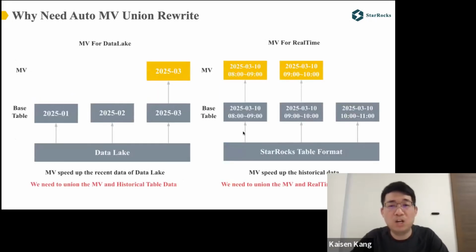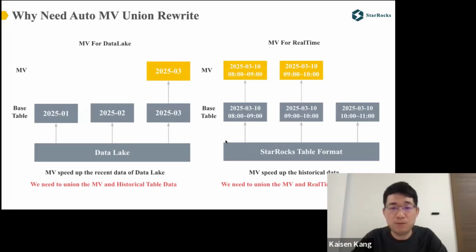First, let's think about why we need automatic MV union rewrite. The first case is the query on data lake scenario. StarRocks can directly query data lake table formats. If you expect to achieve sub-second performance, you can use MVs to speed up queries on the data lake. But most users only focus on query performance in a recent period, so they only need to build MVs for the data in the last week or the last month. However, users may occasionally query data in the last 2 weeks or the last 2 months. This time, the optimizer needs to automatically rewrite the query and union the recent MV data with the historical data lake data. The second case is a real-time scenario.